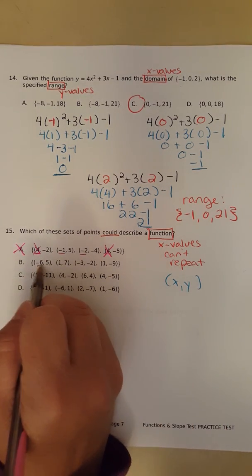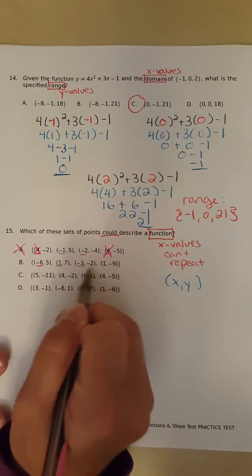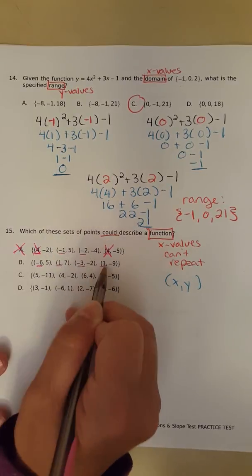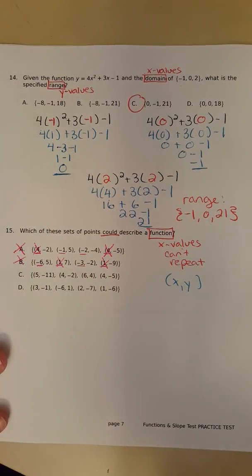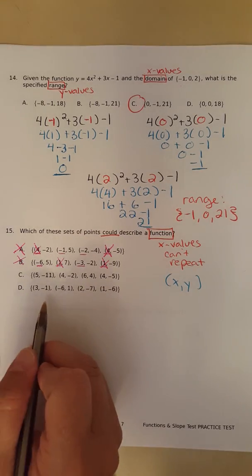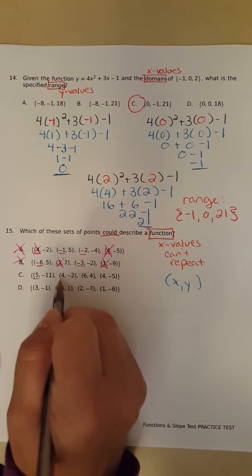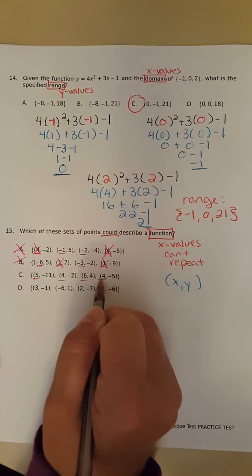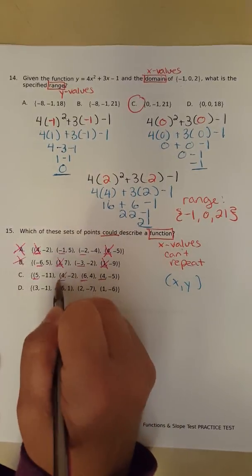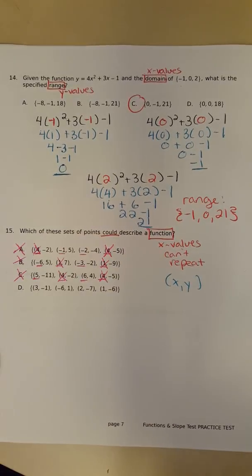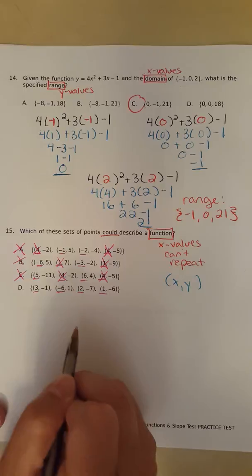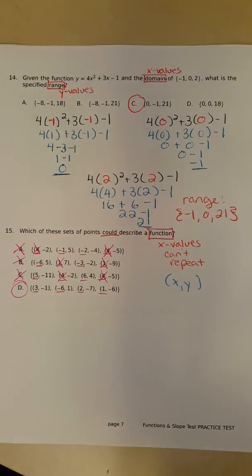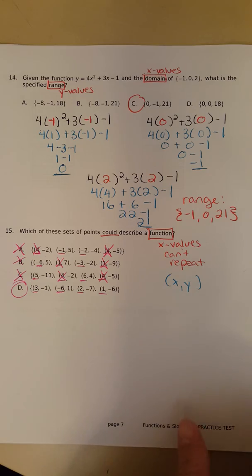Answer choice B, I have -6, 1, -3, up, and 1 again, and that 1's paired with a 7 and a 9. That is not a function. If we graphed those, that would not pass the vertical line test. In answer choice C, I have 5, 4, 6, up, and 4 again. And that 4 is with a -5 and a 2. That's not a function either. So I think it's answer choice D, but you always need to go back and make sure. So my x values are 3, -6, 2, and 1. None of those repeated, so my correct answer there is in fact answer choice D.